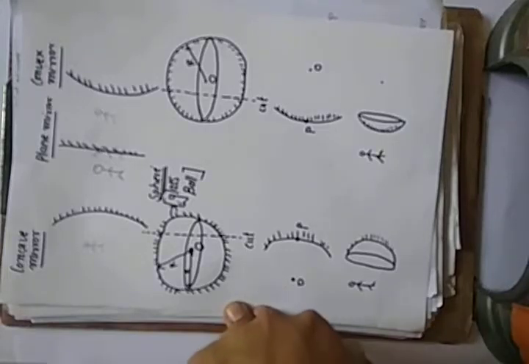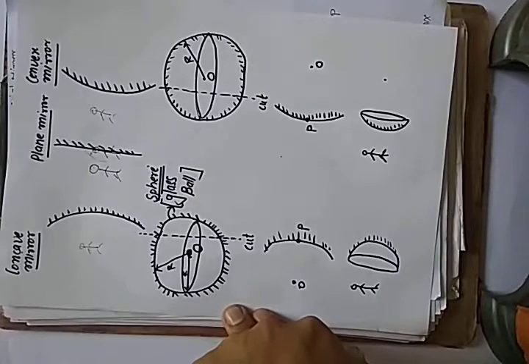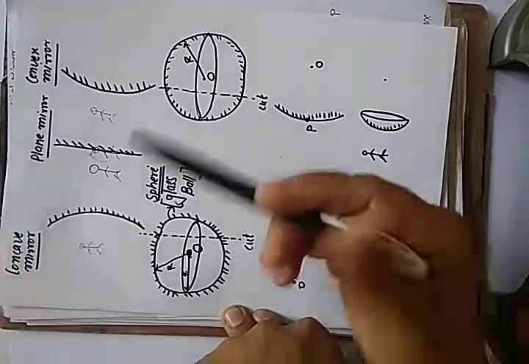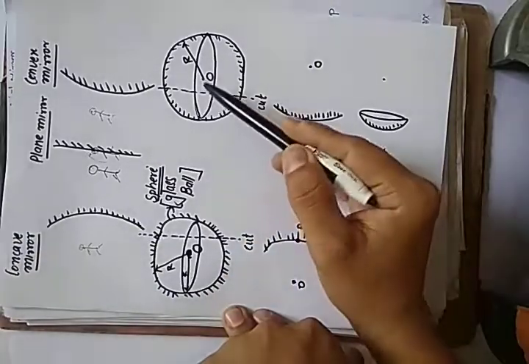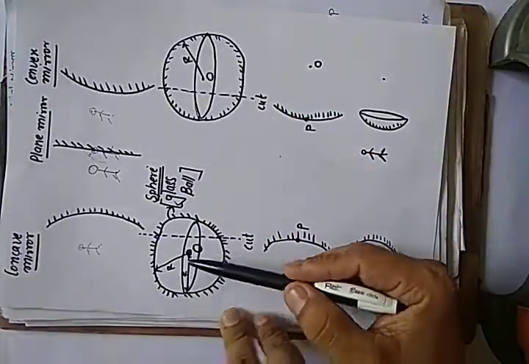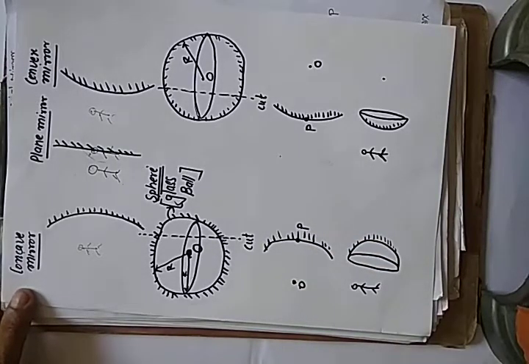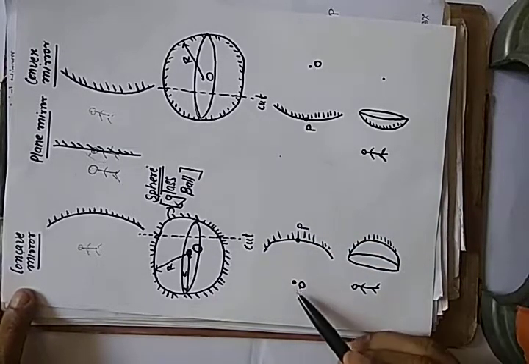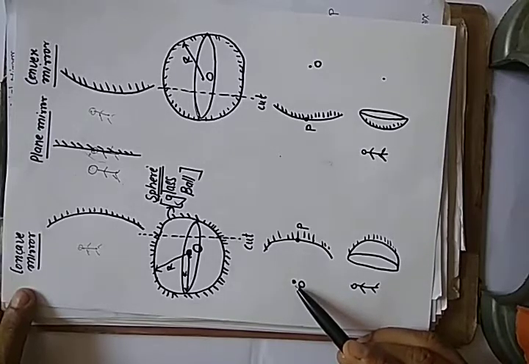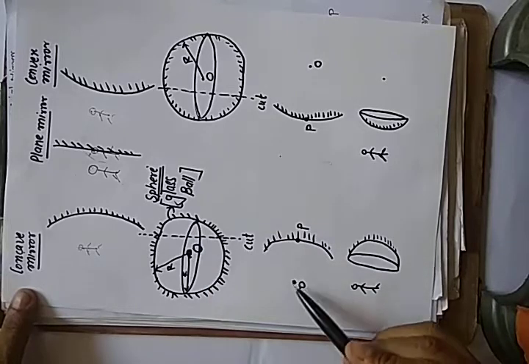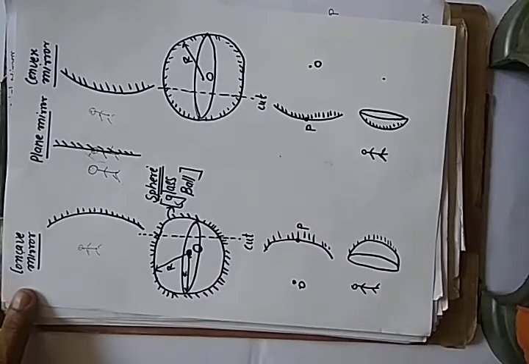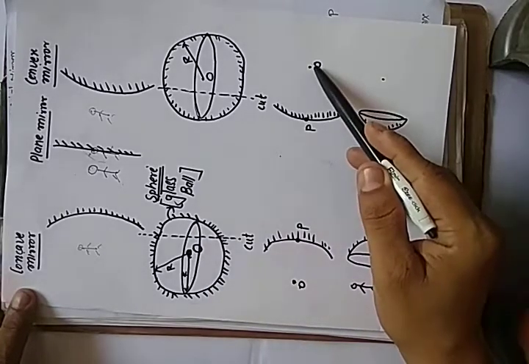Suppose we have a tennis ball. In the tennis ball, the center of the ball is O. So that center is called the center of curvature. This O is the center of curvature of what? Of the sphere. So O is the center of curvature of a sphere.